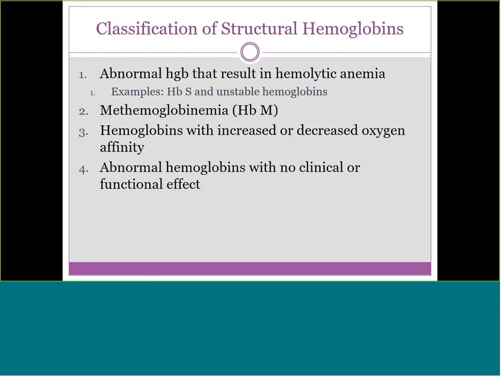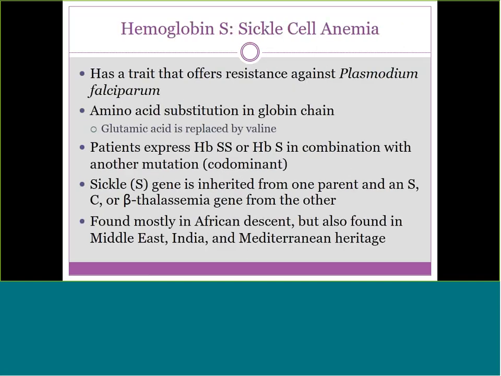So overall, they've classified these hemoglobinopathies into 4 basic categories. The first is an abnormal hemoglobin that results in a hemolytic process, so sickle cell anemia would fit in there. 2, there is a specific one called methemoglobinemia, or they can nickname it hemoglobin M. Third category is hemoglobins that have increased or decreased oxygen affinity. And then finally, 4th, abnormal hemoglobins that just don't have a ton of clinical effect on the patient. All right, so let's begin with sickle cell anemia.